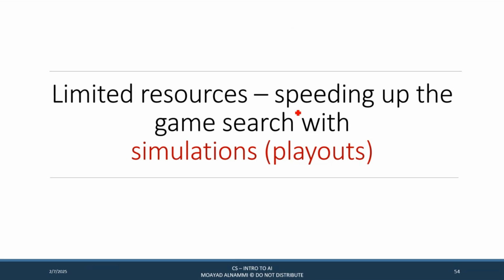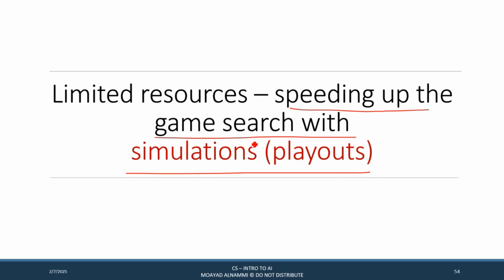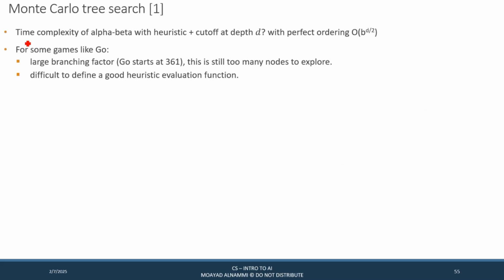So now let's talk about speeding up the search with the use of simulations and statistics. So we looked at the time complexity of alpha-beta pruning with heuristics, where we apply a cutoff at some depth d. With perfect ordering, this will be O(b to the power of d divided by 2).